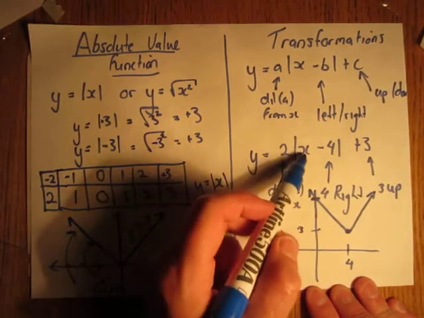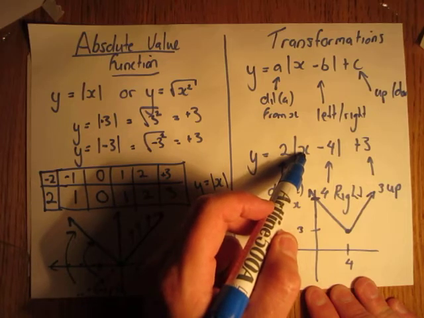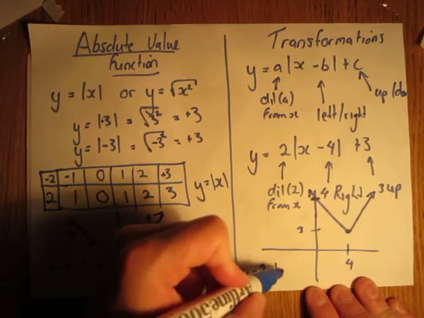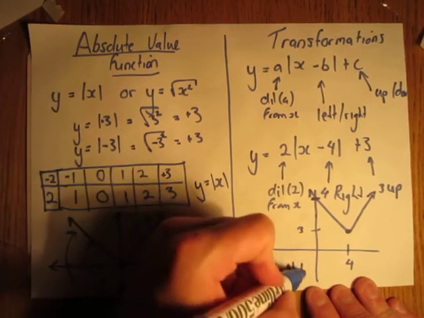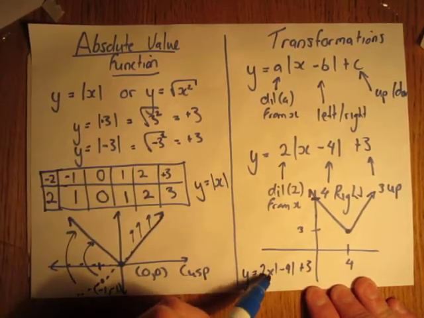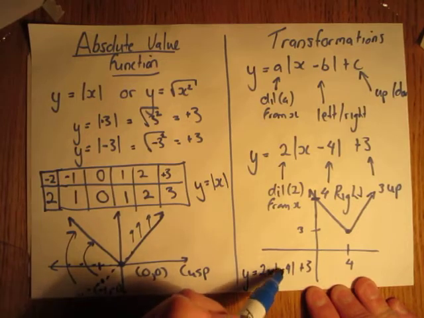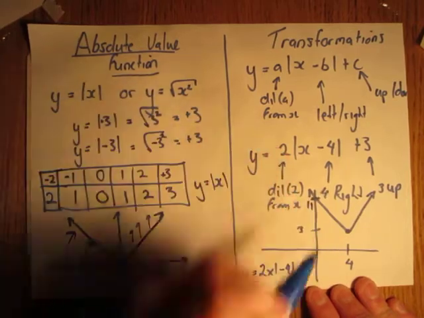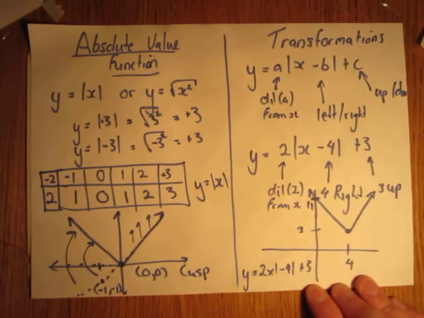The y-intercept can simply be found by subbing x equal to 0. Now if you sub in x equal to 0, I'll just put it down here. Y is 2 lots of absolute value of negative 4, plus 3. So it's really 2 times 4, because that becomes positive. So it's 2 times 4 is 8, plus 3 is 11. Apologies on your notes there.